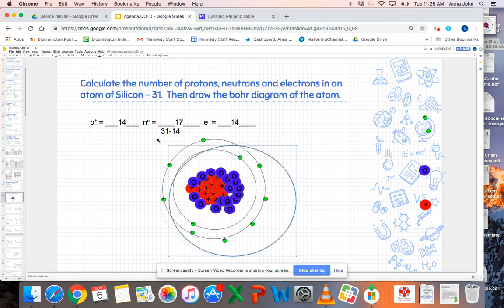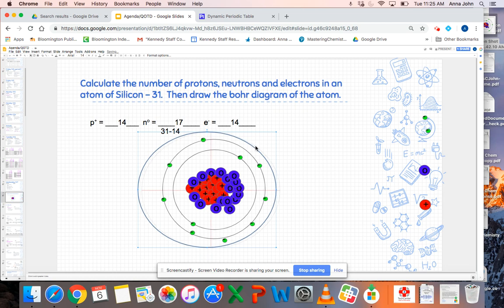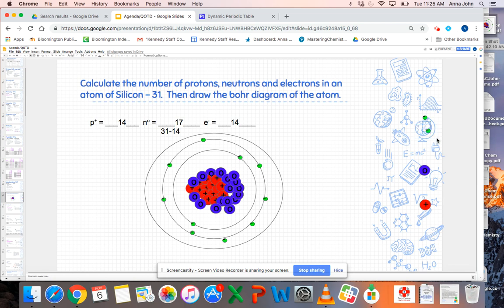So I've used 10 valence electrons, but I have 4 left. So I'm going to need to put those 4 into a third energy level. And again, I want to spread them as far away from each other as possible because they don't like being next to each other. So we've got 1, 2, 3, and 4. So that is what our Bohr diagram should look like. Got the protons and neutrons in the nucleus, and then the electrons, which are much smaller, are in orbitals around the nucleus.